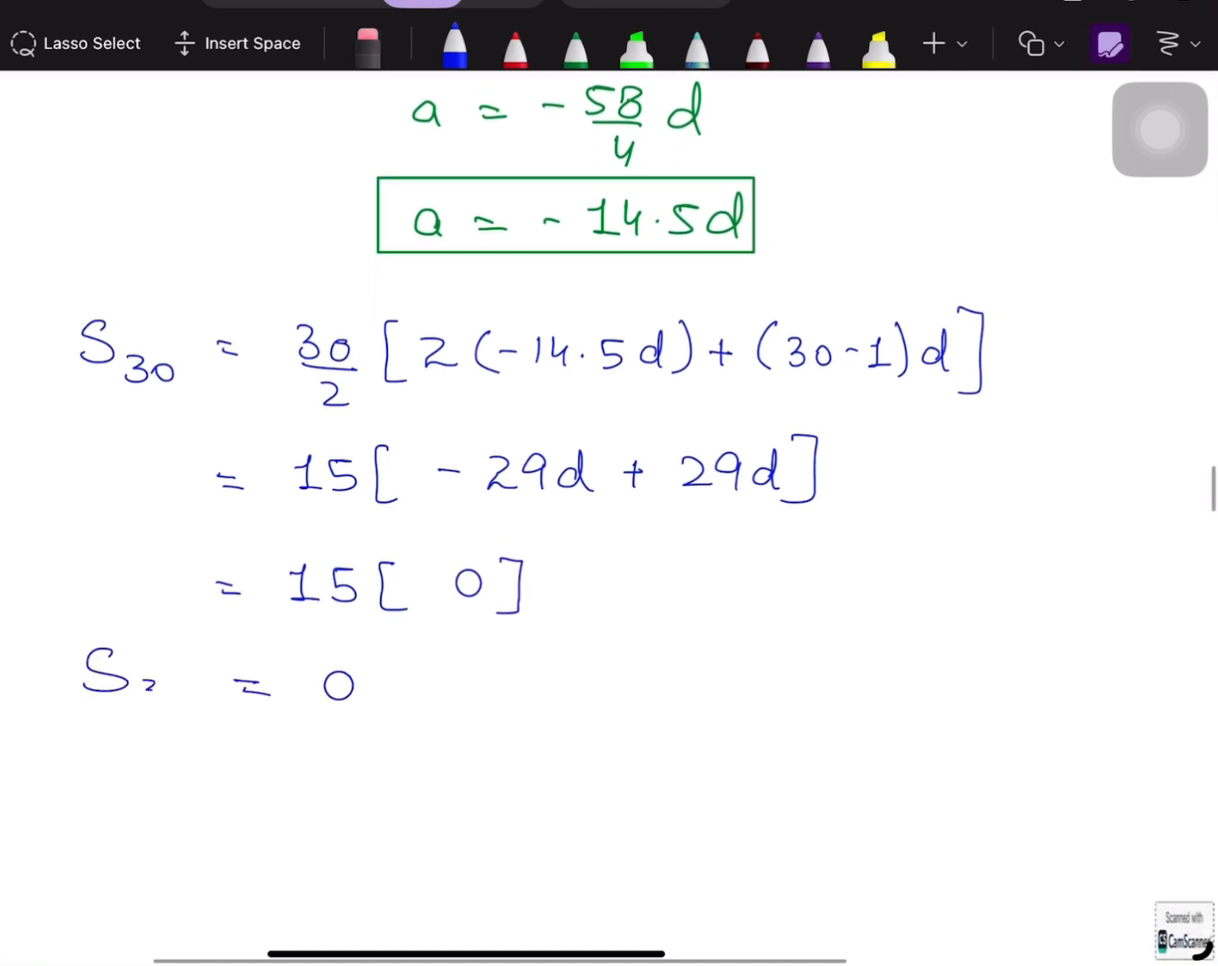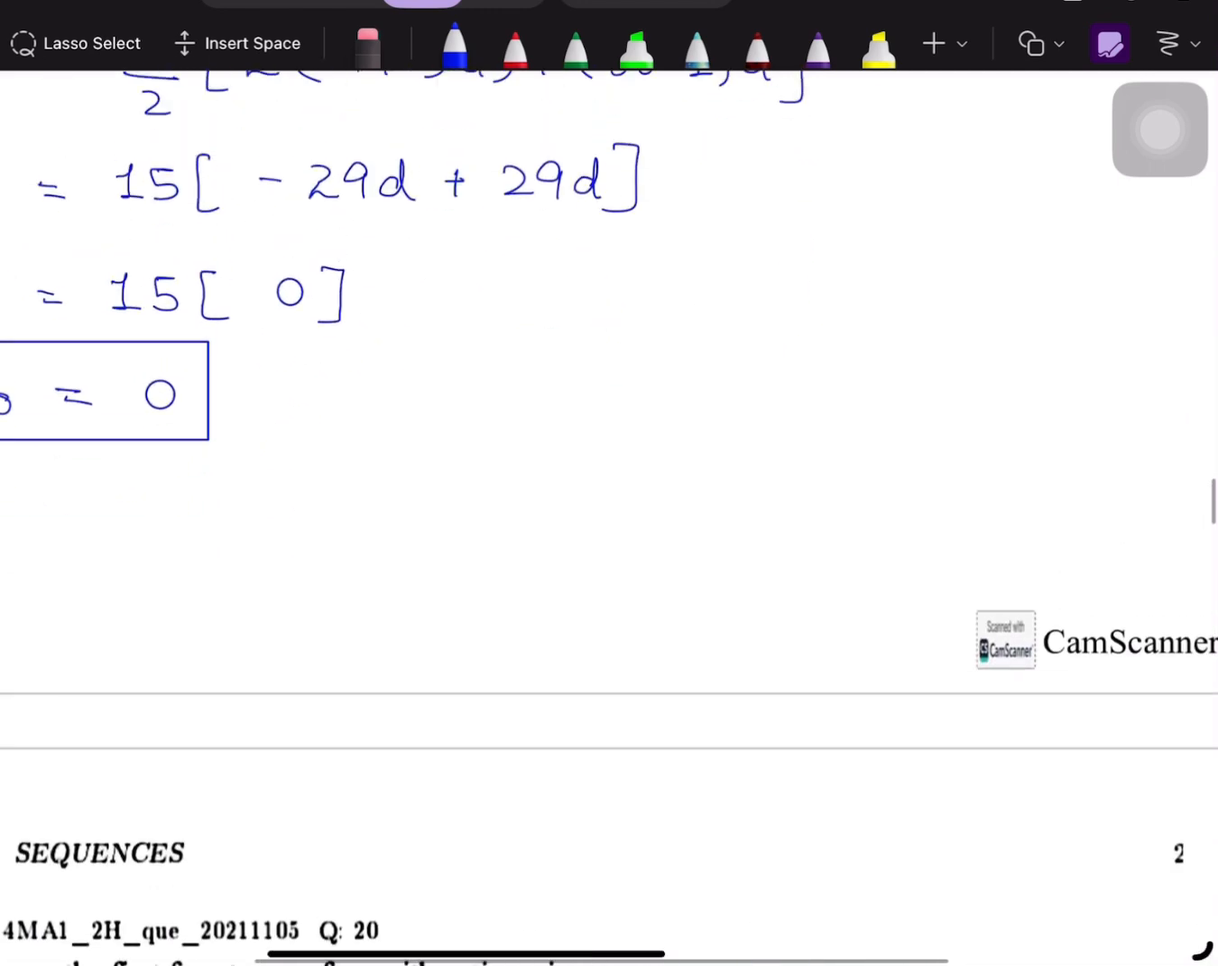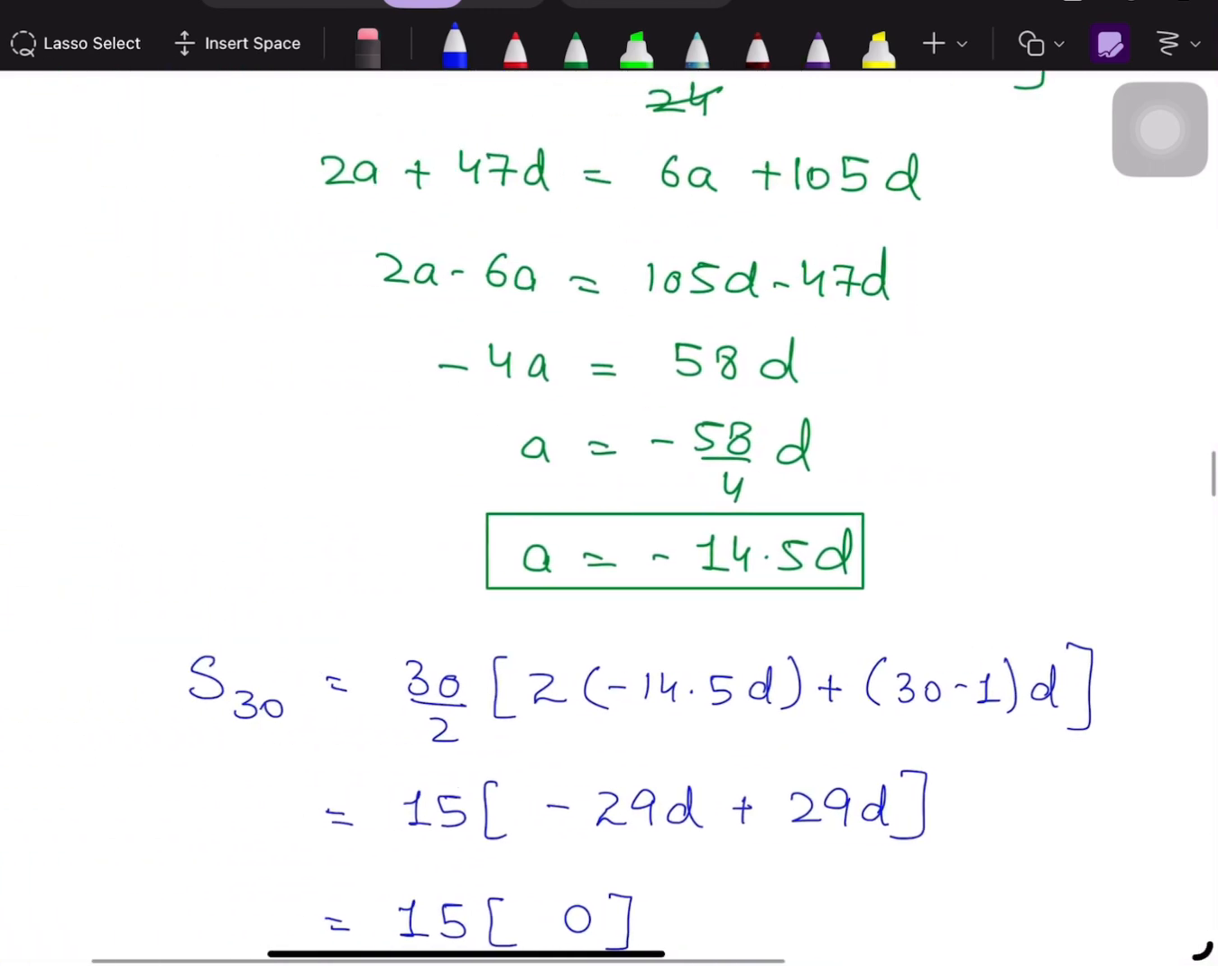So you will say that according to the given conditions, the sum of 30 terms of that series is equal to 0. So that's how you solve it, and you get your answer for that.